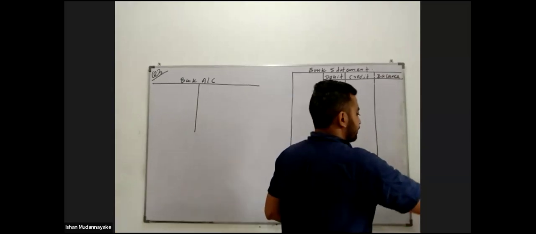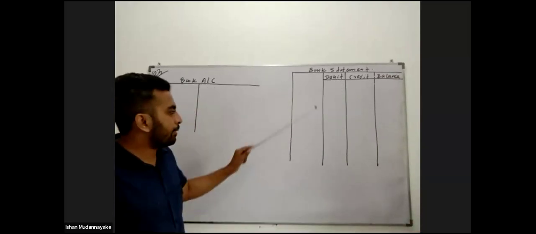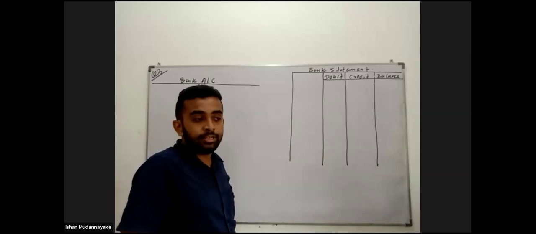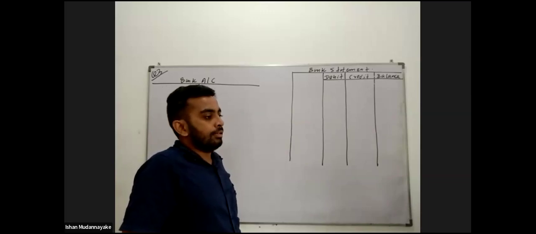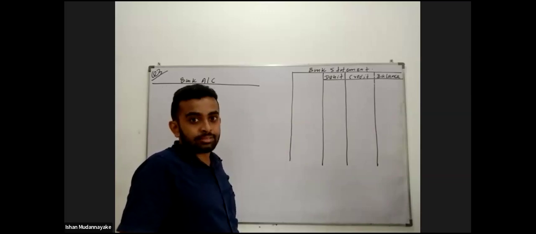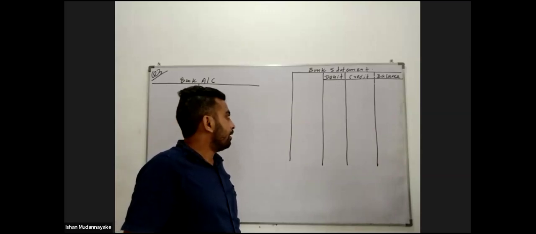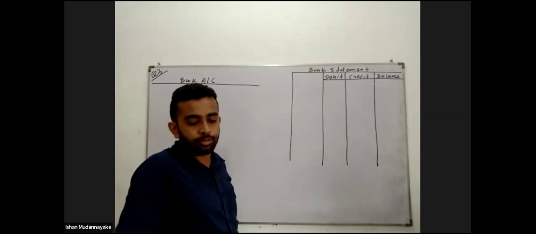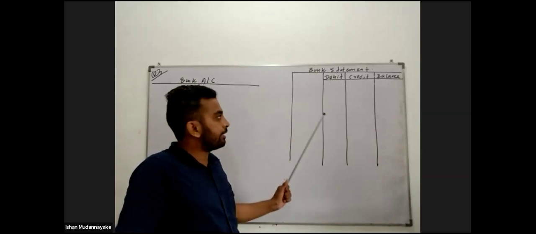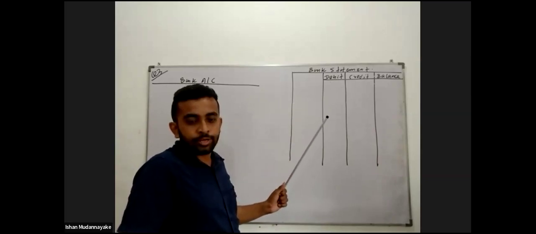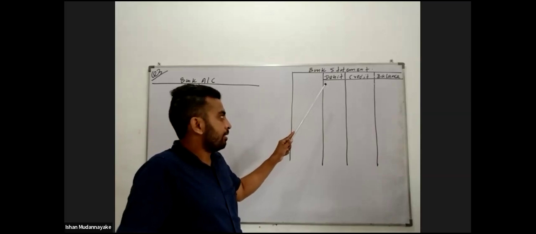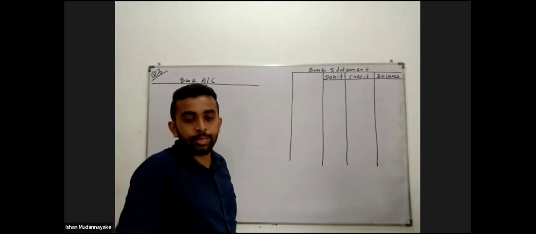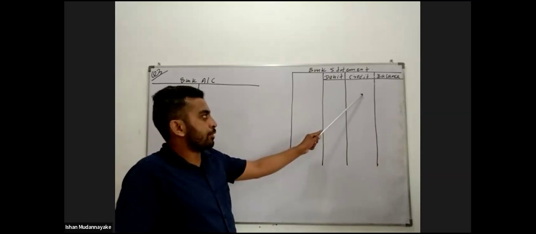Here in the bank statement, there is a debit column and a credit column. Practically, you can see some banks use payments for the debit column without writing debit, and without mentioning credit, they have mentioned deposits. This column is deposits, this column is payments.